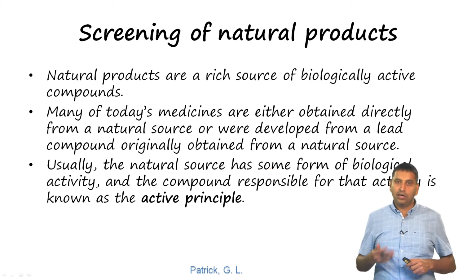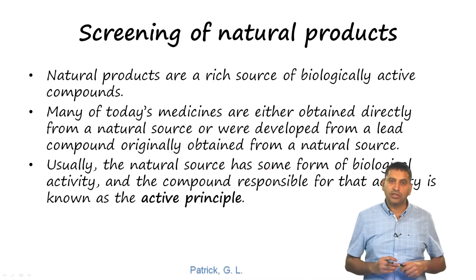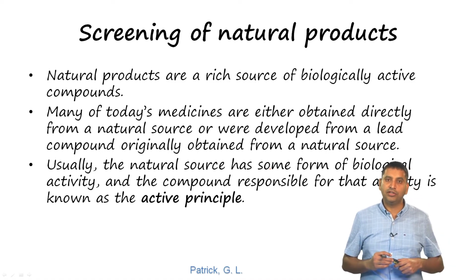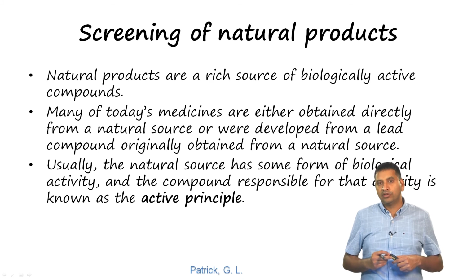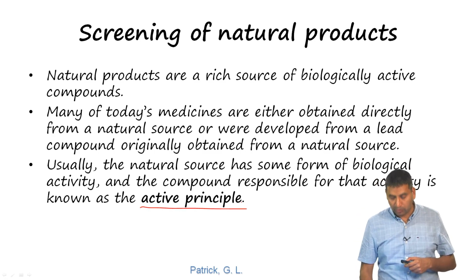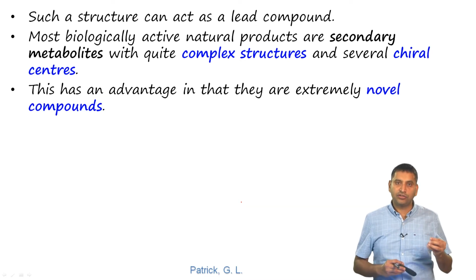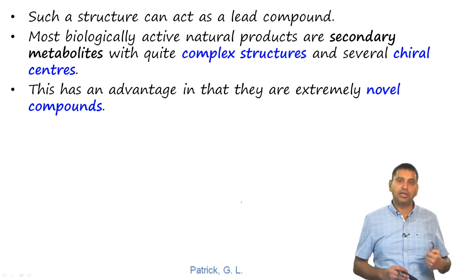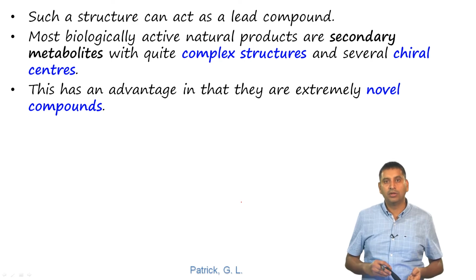The traditional route for identifying lead compounds is to use natural products. Some of the major drugs that have been discovered in the past 50 years or so have been natural products or have been derivatives of natural products. And these natural sources have some form of biological activity, and the compound responsible for the activity is called the active principle or the active ingredient. Such a structure which has an activity can be classified as a lead compound.